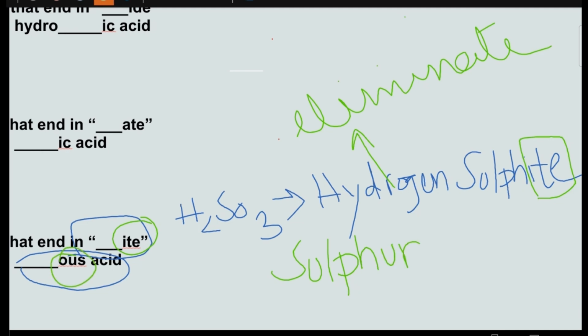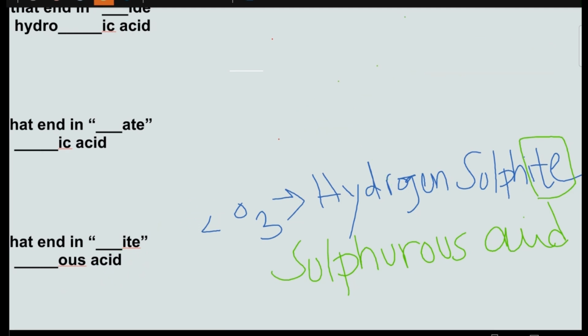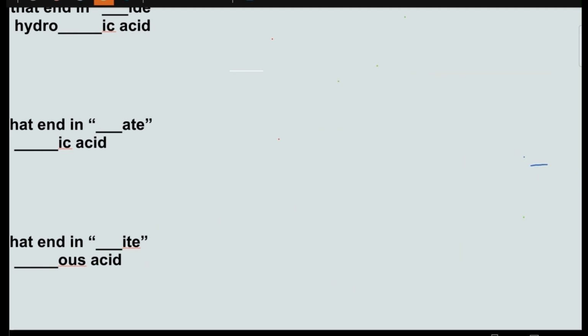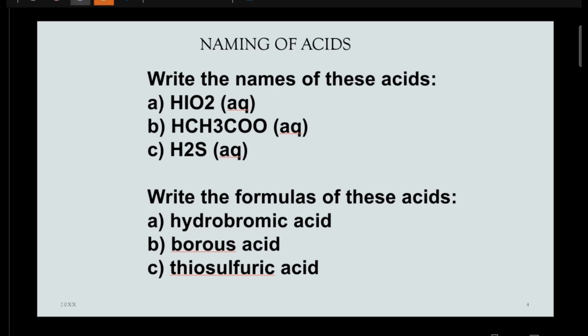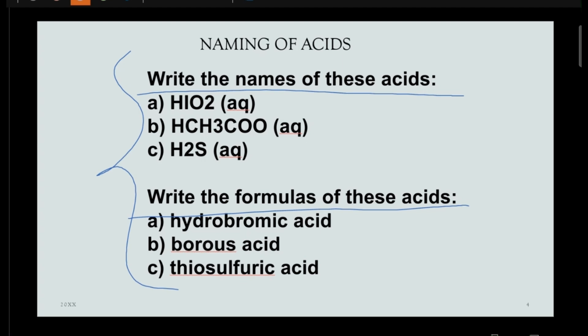We put the first half of the anion in the dash, added OUS and acid with it, and this gave us the name sulfurous acid. So if you remember these three simple rules, it will be very easy for you to name any acid. Now these are some problems I will leave for you to solve by using the three rules mentioned here. Don't get scared while writing the formulas of these acids. You can write the formulas using the same rules.